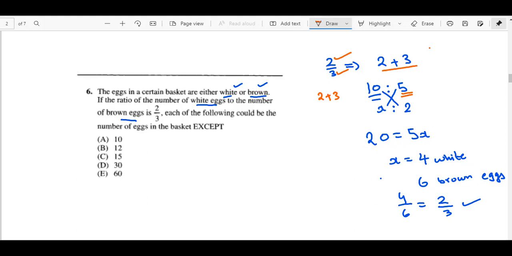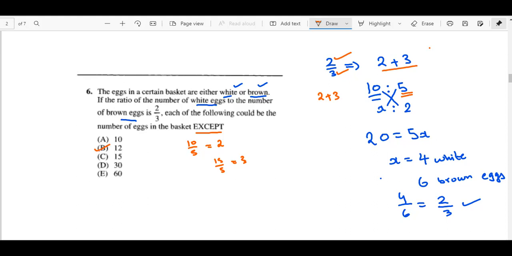Now the question says, which of the following could be the number of eggs in the basket except, okay? So 10 seemed fine. When we use 10, we were able to get 2 by 3 again. And this is because 10 is divisible by 5, right? If I divide 10 by 5, I get 2. If I divide 15 by 5, that is the C option, I get 3. Similarly, if I divide 30 by 5, I get 6. And for 60, I get 12, right? So I am able to divide by 5 all the options except B. So B is the answer. Okay, so in such a question, first you need to be very careful.